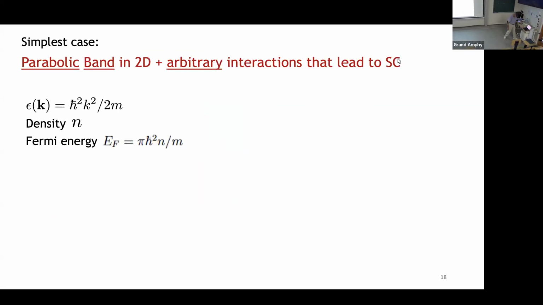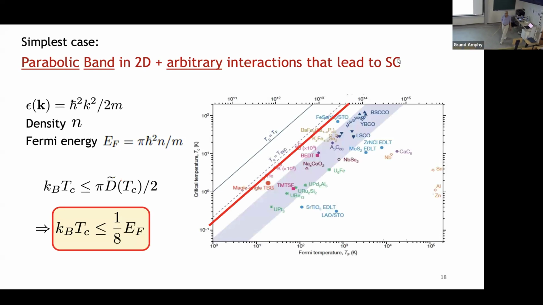When you have a complicated result, always look at it in the simplest limit to start with. So let's take a single parabolic band in 2 dimensions. Put any interaction you want that will give you superconductivity. The dispersion is k squared, the density is n, and this is the Fermi energy in 2 dimensions. You put it in the formula, and you find this remarkable result that no matter what you do, you can never raise TC above 1/8 epsilon Fermi, ever.